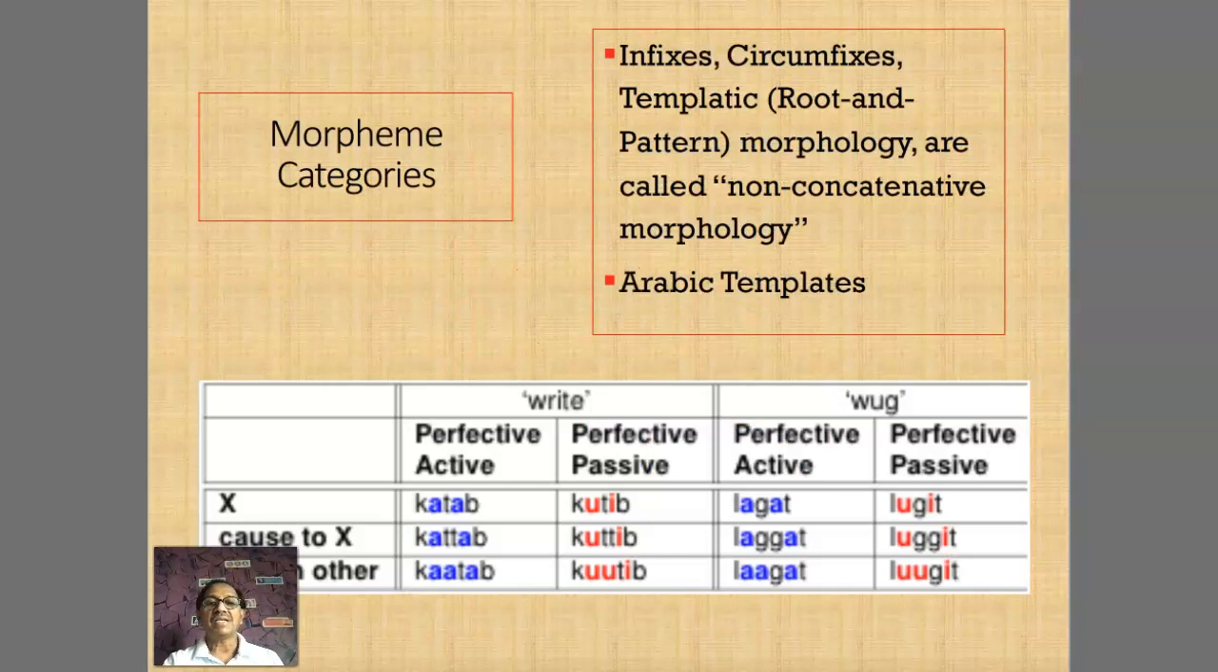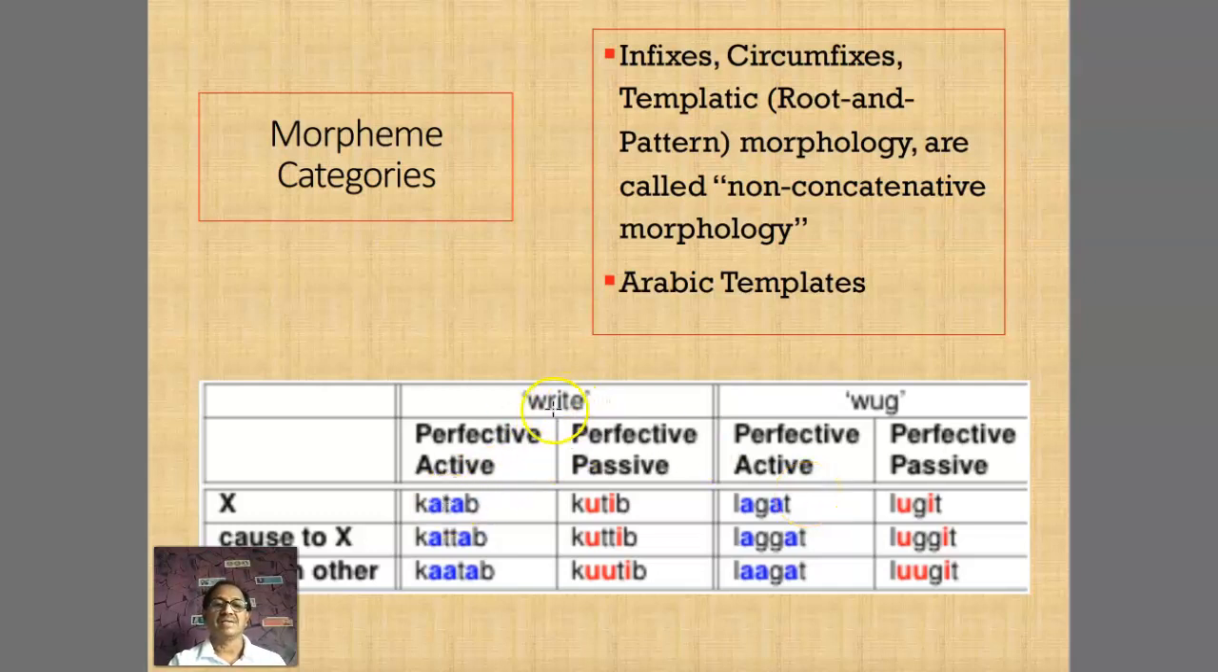Let's look at some morpheme categories. So, what are the different morpheme categories? We have already seen infixes, circumfixes, templatic morphology, which are called non-concatenative morphology. Arabic has templates. If you look at the Arabic language, it has templates. We have an example from Arabic here. You have a word like write or learn. The word write takes k, t, b as a template. The word learn takes l, g, t as a template.